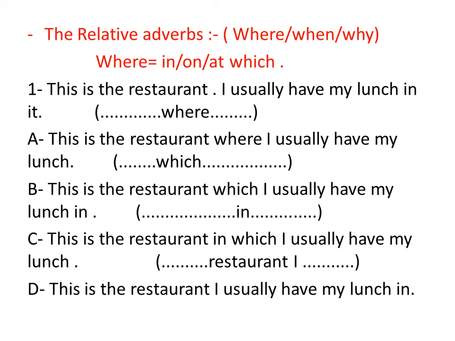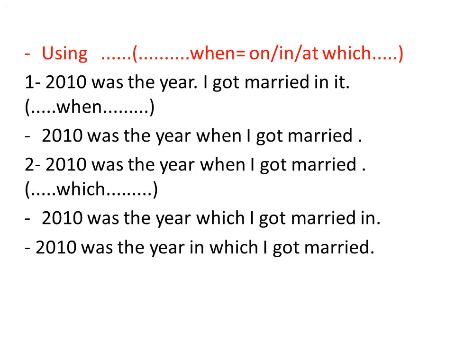Let's move to another slide to study the relative adverb when. As we mentioned before, when equals on, in, at which. To understand how we can use when as a relative adverb, let's see example number 1. It says 2010 was the year I got married in it. And he asks us to use when.